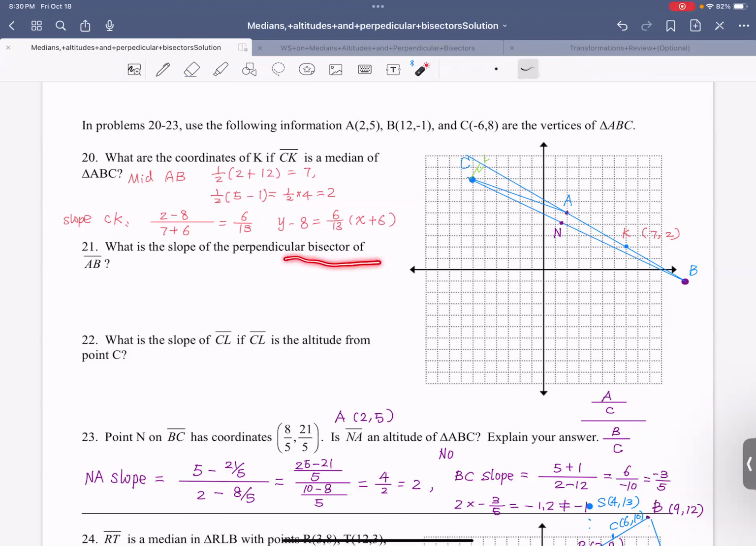You want to get the perpendicular bisector of AB slope. Then you calculate the AB slope. The AB slope and the perpendicular bisector slope will be negative reciprocals, right? Then you can get this one. And same thing, the slope of CL perpendicular to AB. So these two slopes actually are the same, because you calculate your AB slope, then the perpendicular line here has the negative reciprocal slope of AB.